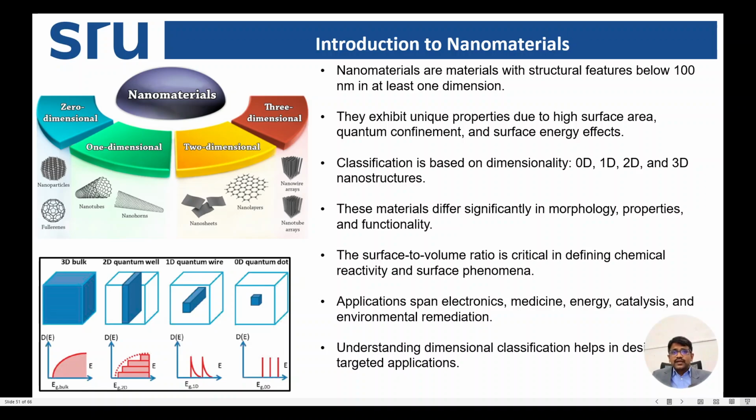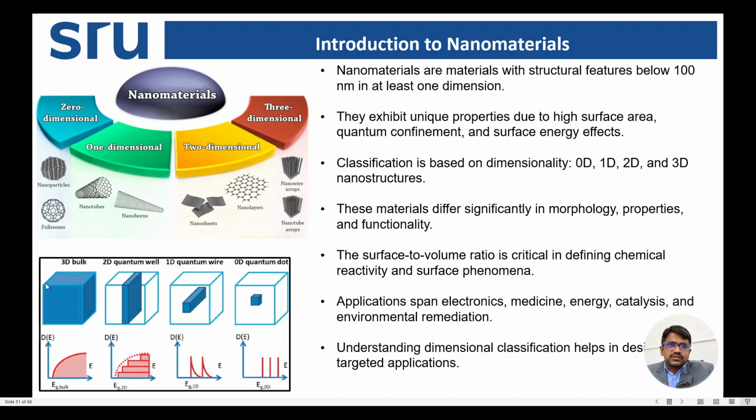So you need to understand all these dimensionality materials. Different dimensionality materials offer different applications. Based on your target application and required efficiency, you need to select a proper dimensionality nanomaterial. If you see here, there are zero dimensional, 1D, 2D, and 3D materials. These include nanoparticles, fullerenes, nanotubes, nanohorns, nanosheets, nanolayers, and nano arrays.